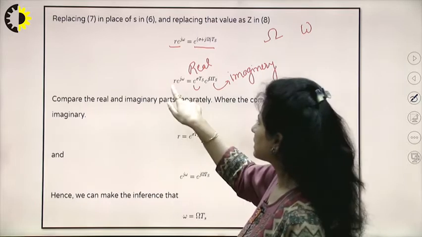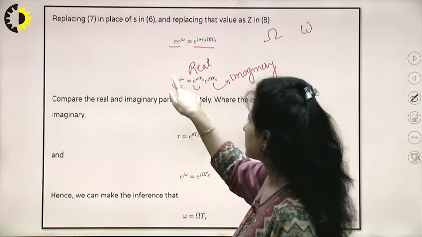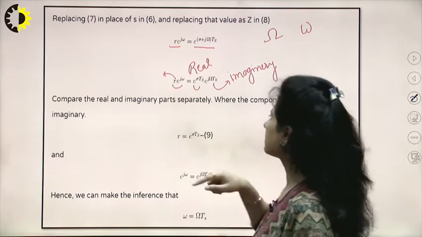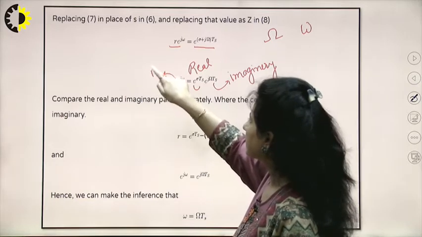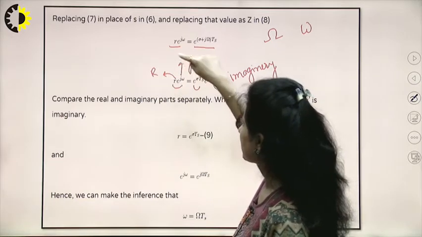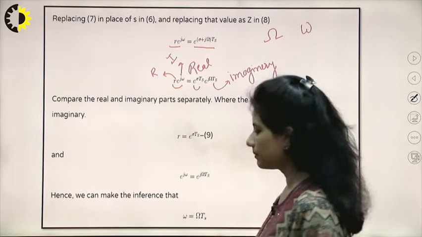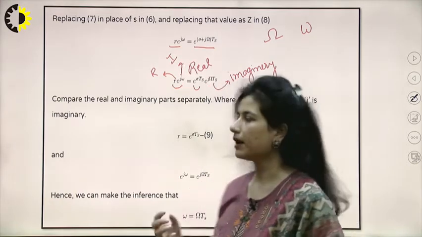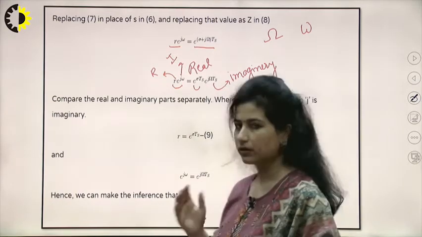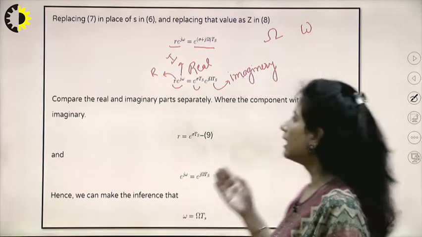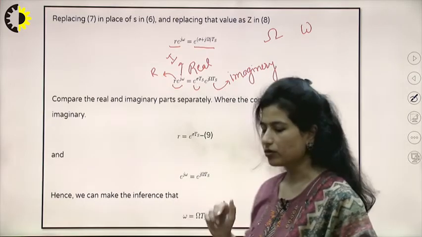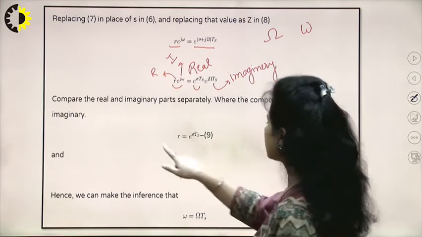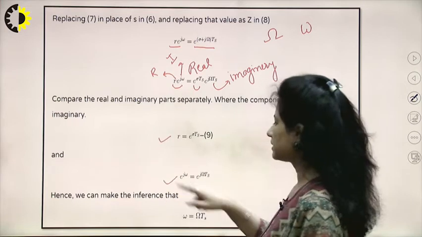So in this left part also, this R is basically representing my real part, and this e raised to the power j omega is representing my imaginary part. So I need to simply compare this real part with the real part, and the imaginary part with the imaginary part, of the left hand side and right hand side. So I get these two equations after this comparison.